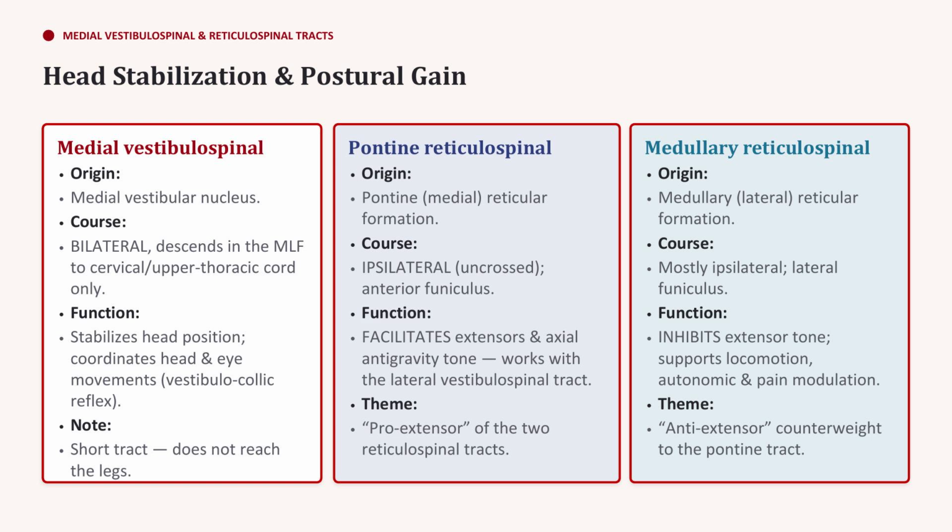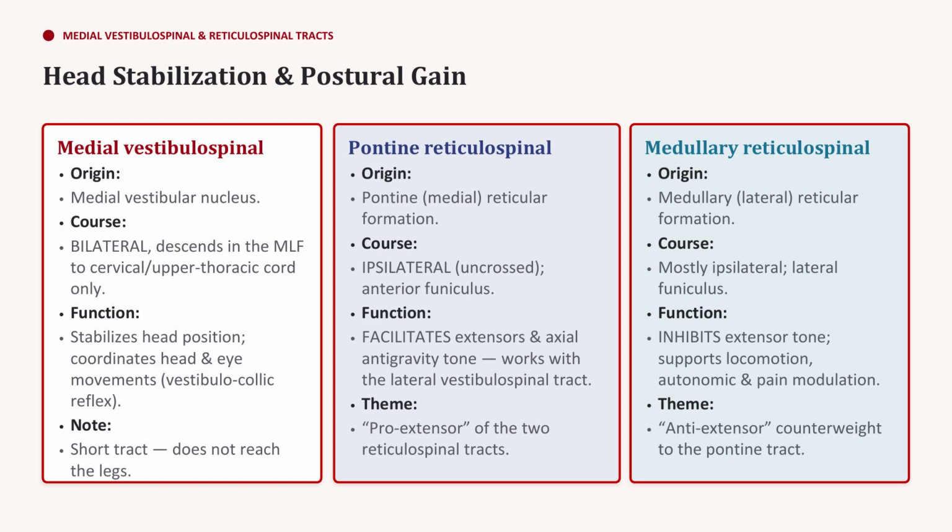Think of it as proextensor. The medullary or lateral reticulospinal tract inhibits extensor tone and contributes to locomotor rhythm, autonomic control, and descending pain modulation. Think of it as the anti-extensor counterweight. That push-pull between the pontine proextensor tract and the medullary anti-extensor tract is another lever in the posturing mechanism.